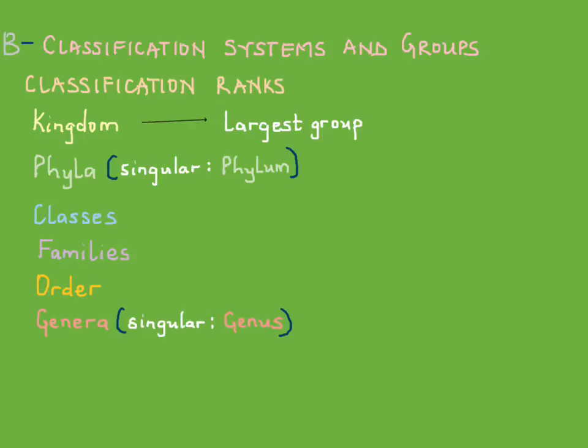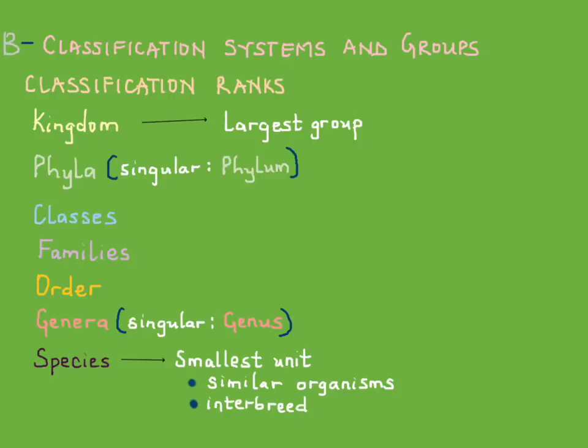The genus is a group of organisms within the family that share many common characteristics. Each member of a genus is a species. The species is the smallest unit of classification, and it consists of organisms that are similar and can breed amongst themselves to produce fertile offspring.